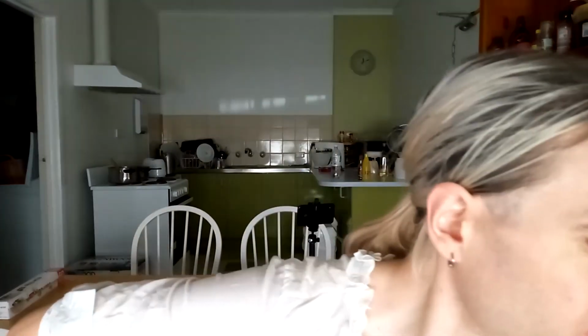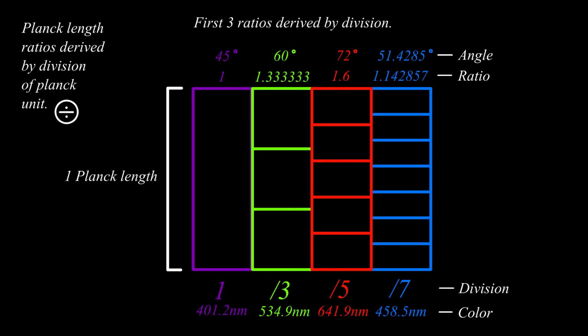But anyway, basically I will put up the beginning slide now. What you see on the screen is a graph that I've produced of how to visualize the Planck length and division. It's got the values for these divisions. You'll see that the Planck length is illustrated by length. And the message at the top: Planck length ratio is derived by division of Planck length unit. So it's simply just a division.